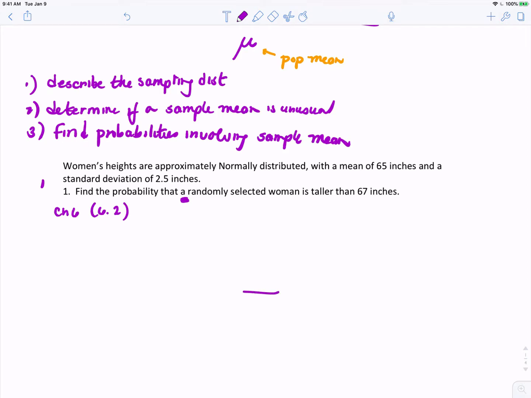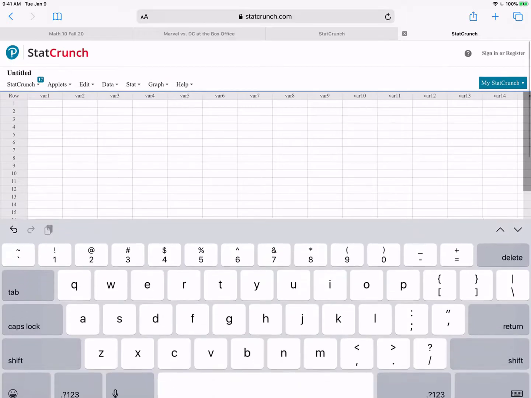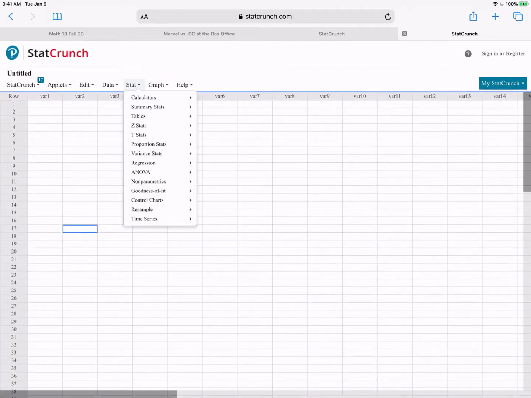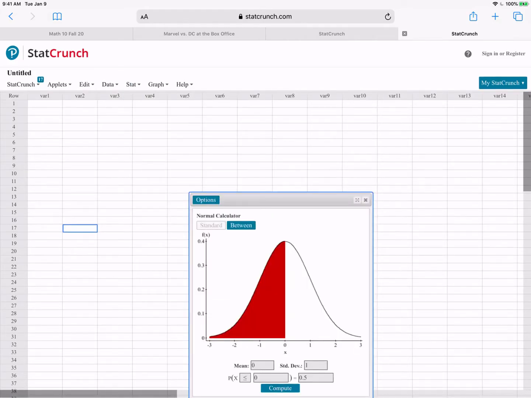And to do this problem, you would simply say, okay, heights are normally distributed, the mean is 65 inches, the standard deviation is 2.5 inches, here's 67 inches, and I'm being asked to find this area, which corresponds with the probability. I'll do that just using my normal calculator. And so you would simply go to the normal calculator. Stat, Calculator, Normal. And you would enter the information.